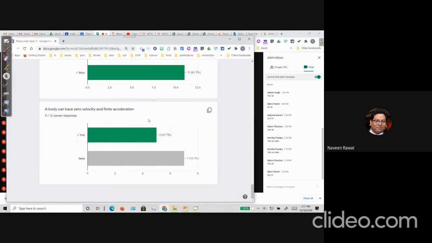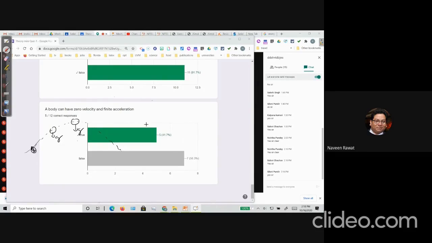The last one was the tricky problem, and most of the people got it wrong. A body can have 0 velocity and finite acceleration. It's a simple case. You have an object like this, and let's say I kick this object, and it goes along something like this path. Whenever the object is at any position, there is gravity acting on it. So at any point there is gravity acting on this object.